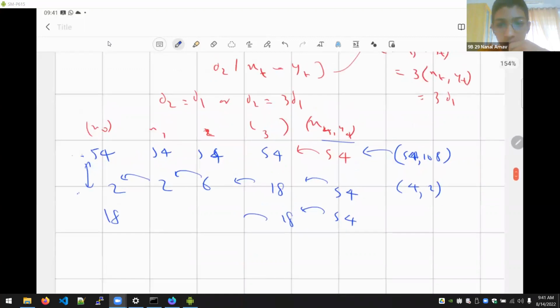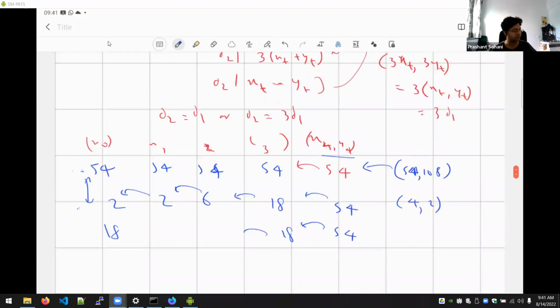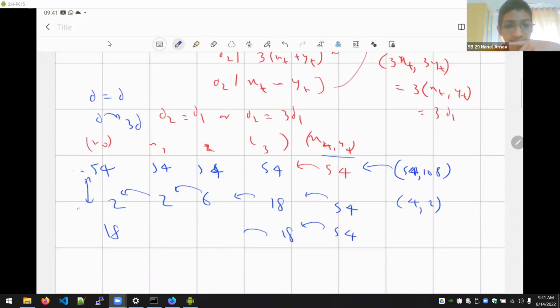Actually, sir, we can directly prove that the GCD of x0 comma y0 cannot be greater than the GCD of x4 comma y4, because if GCD of x0 comma y0 is d, then d will divide x1, y1, x2, y2 and all of them. Yes, correct, that is true. In fact, what we have shown is even stronger, right? In each step the GCD can remain constant or the GCD can go to thrice. So there is no way for it to decrease actually.